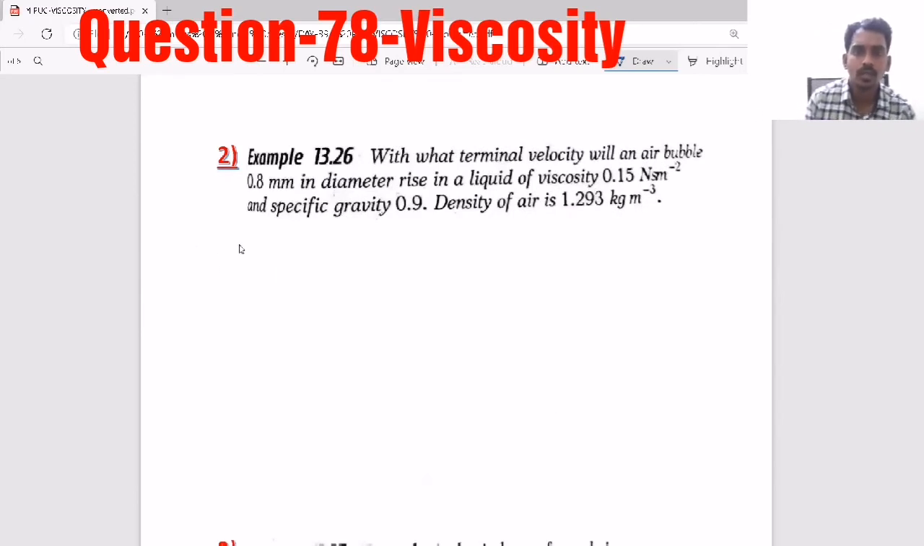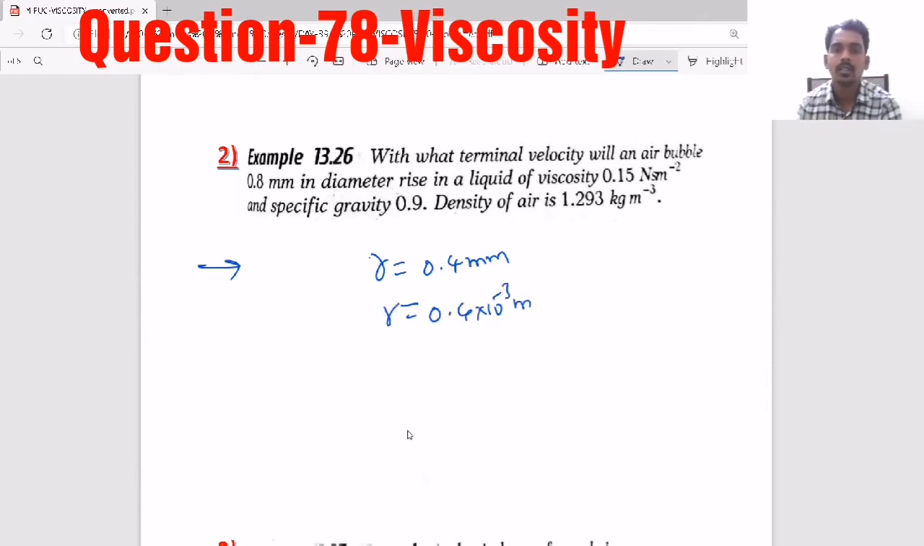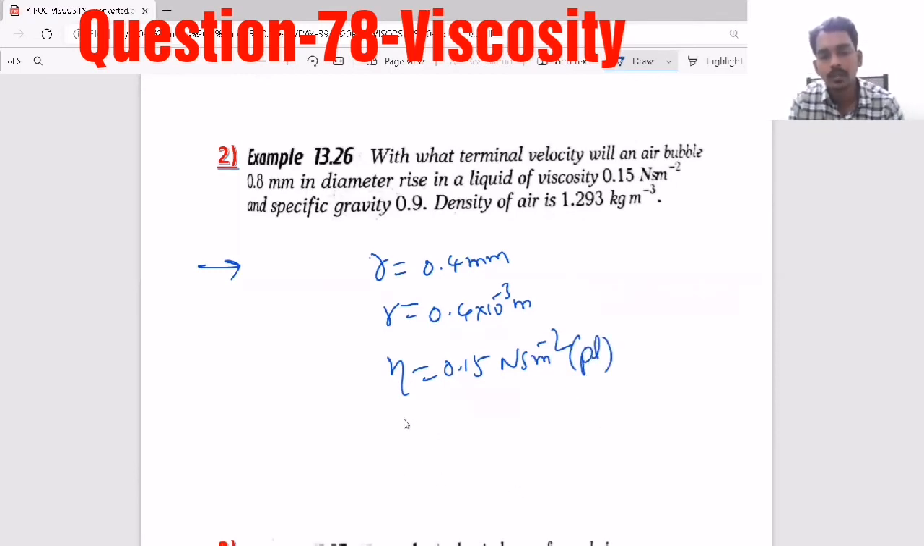Now the next question is, with what terminal velocity will an air bubble 0.8 millimeter in diameter rise in a liquid of viscosity 0.15 Newton second per meter square? So the radius will become 0.4 millimeter, nothing but 0.4 into 10 power minus 3 meter. This only we call as poise. And the specific gravity, that means relative density, is 0.9, so that its density will become 0.9 gram per cc.